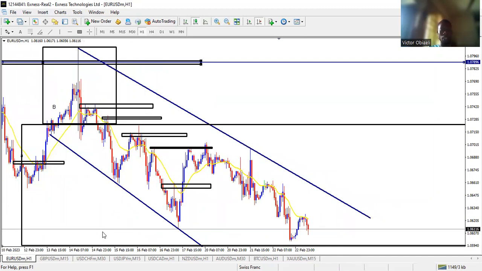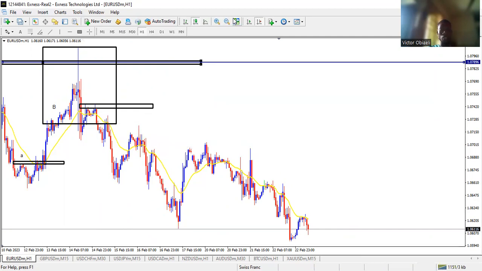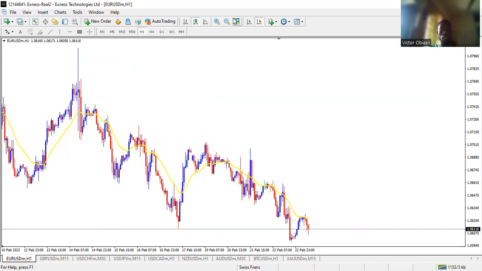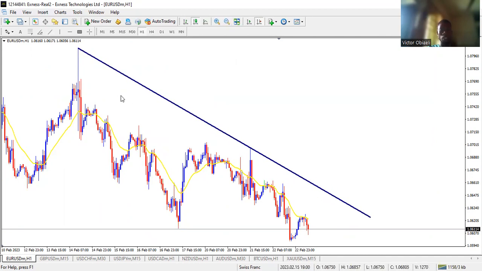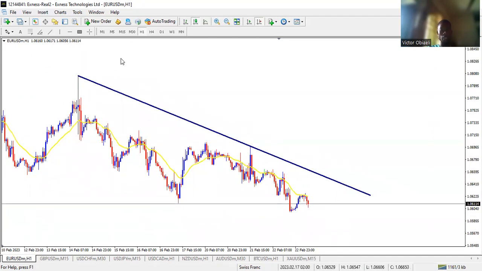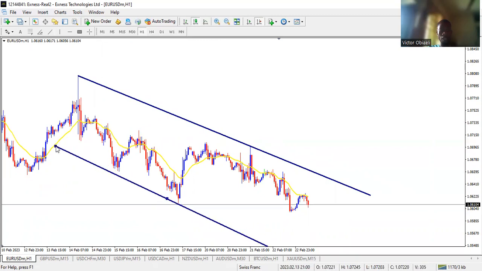Let me now clean everything so you will see the area we are concerned with. This is now the area we are concerned with. Let me draw back my trend line. This is the area we are concerned with right now. This is our area of concern.